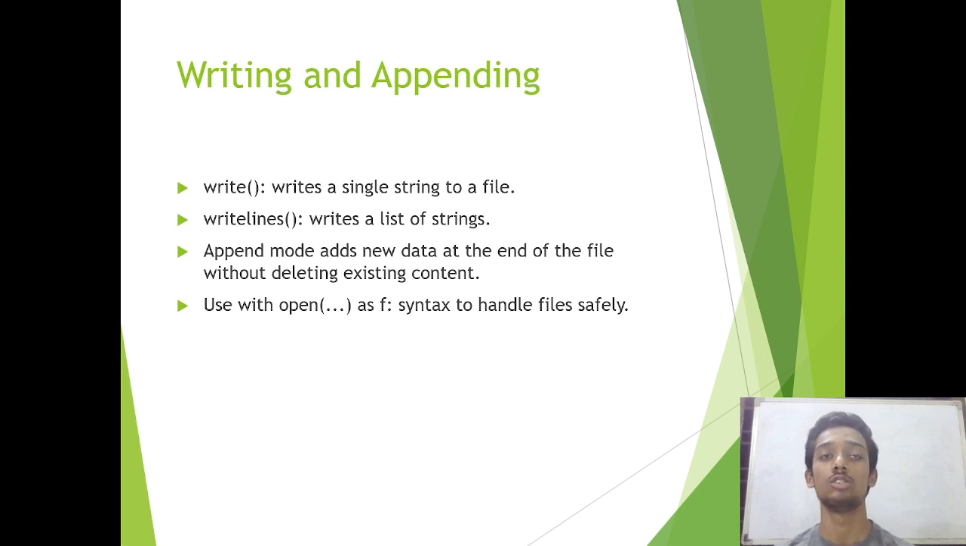Then how do we write and append in a file? You can use the write method and writelines method. The write method writes a single string to a file, whereas writelines writes a list of strings. Append mode adds new data at the end of the file without deleting existing data. You can open the file with append mode, that is, in quotations you have to use small a. Then you can also use the with open as f syntax to handle files safely.